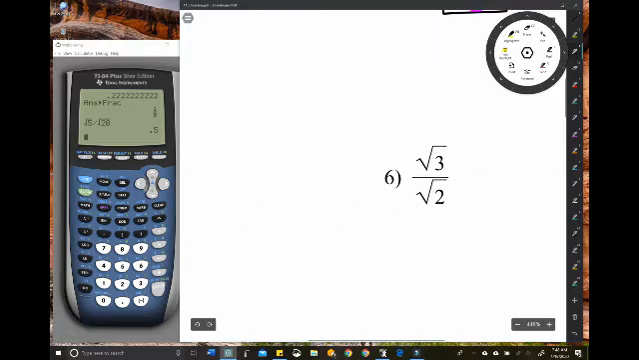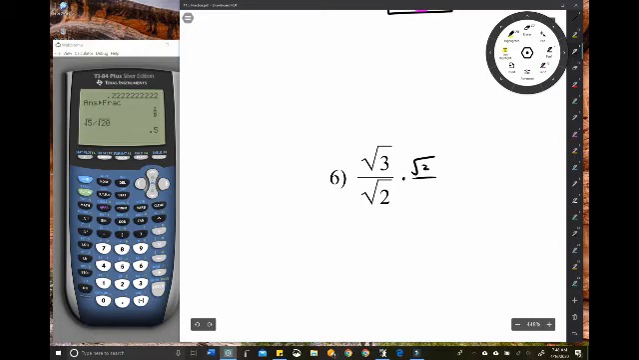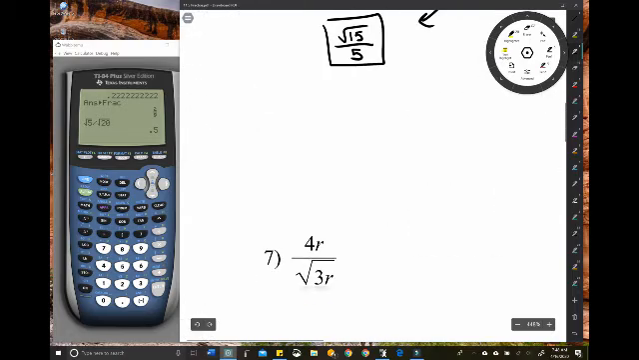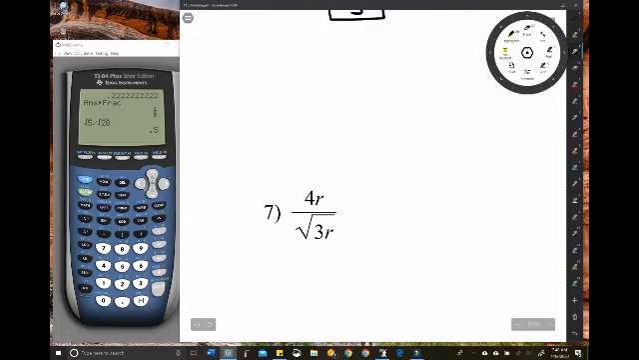And 6. This time through, going to multiply by square root of 2. So square root of 6 all over square root of 4. Square root of 6 all over 2. Easy peasy stuff. All right, some variables this time.